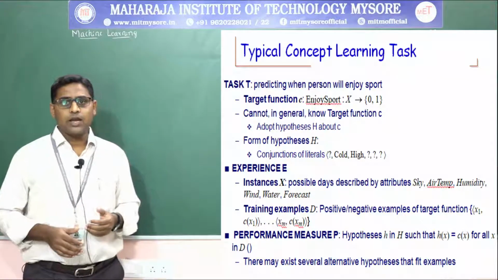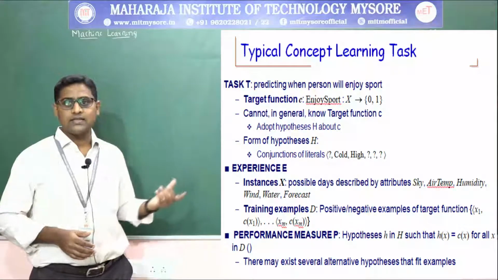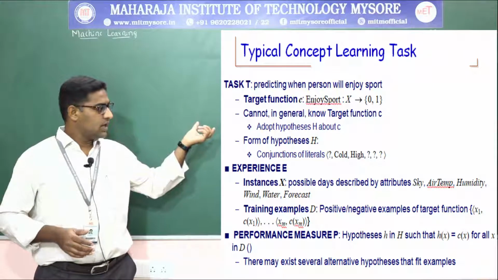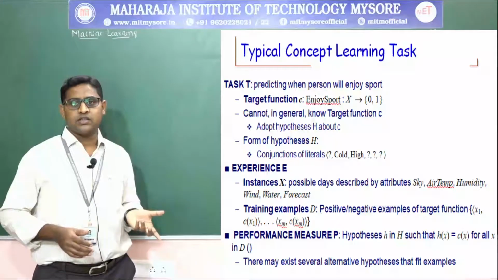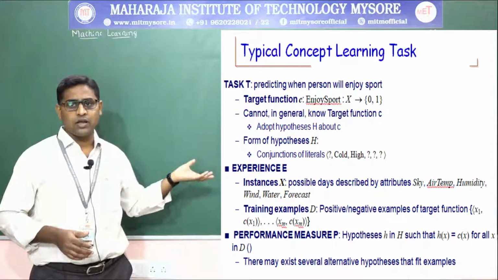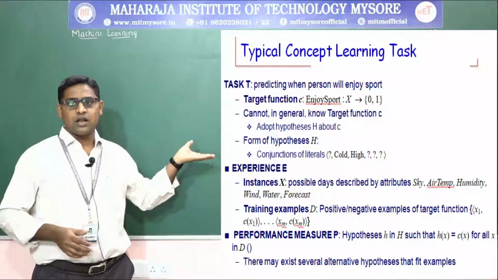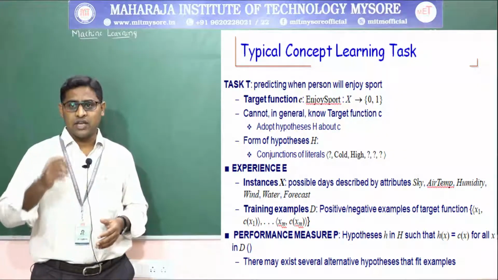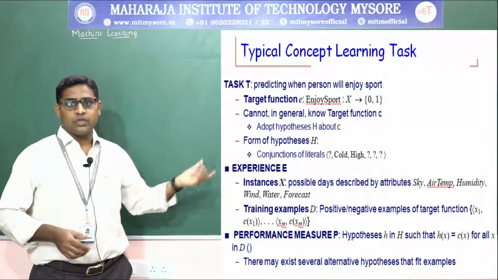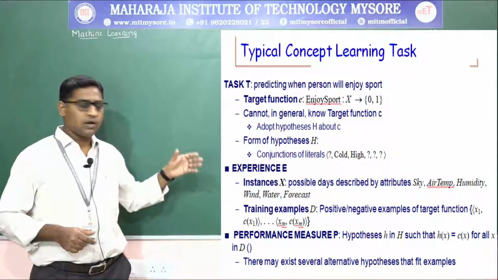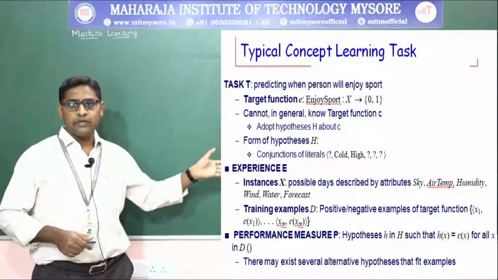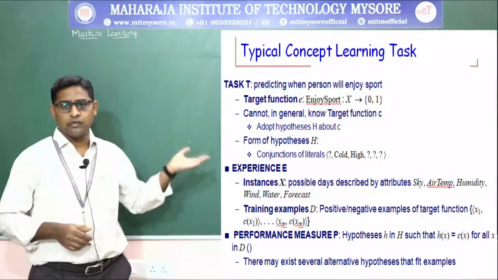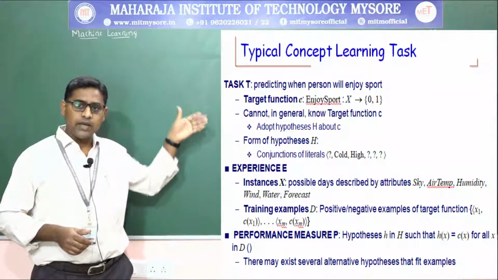Now the typical concept learning task goes like this: the task is to predict when the person will go to enjoy the water sport, such that the target function is C, enjoying the water sport with the instance x, will be the boolean function 0 or 1. In general we cannot know the target function C, so we need to adapt the hypothesis H about the concept C. From the hypothesis H, there are conjunctions of literals, whether a generalization or a specific value like cold or high, and again the generalization which are the allowed values. Then you need to learn this by experience.